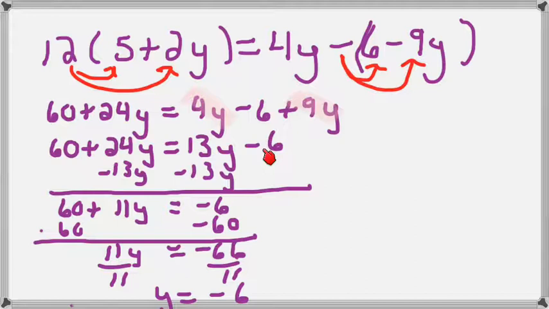Now I'm going to get the y on just one side of the equation, so I'm subtracting 13y here and 13y here. That gives me 60 plus 11y equals negative 6. And I need to get rid of the 60 here, so subtracting 60 here and subtracting 60 here gives me 11y equals negative 66. And last, 11 times y, the opposite of multiplying is to divide. Divide by 11, divide by 11, y equals negative 6. And I'm done.